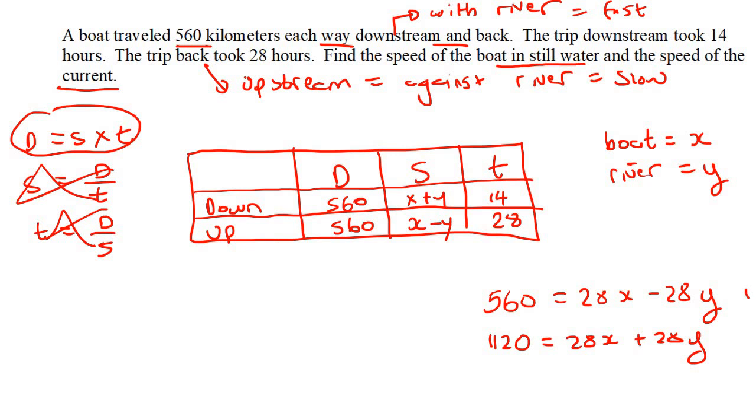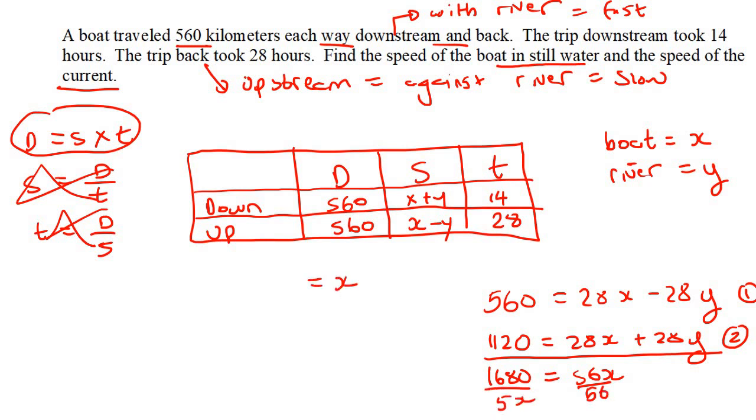And now what I'm going to do is call this equation number 1, equation number 2, and I'm just going to add them together. So we're going to add this part together, which would give us 1680. Okay, and then this part would give us 56x. And then this part would cancel. Minus 28y plus 28y cancels. And so if I divide both sides by 56, then I end up with x equals, that's meant to be a 56 over there, my bad. And so x would be 30.